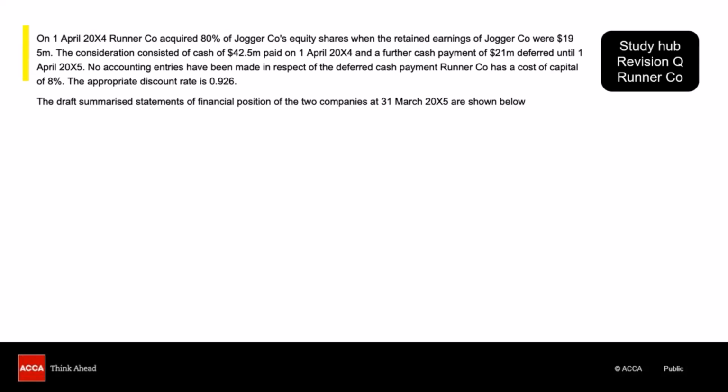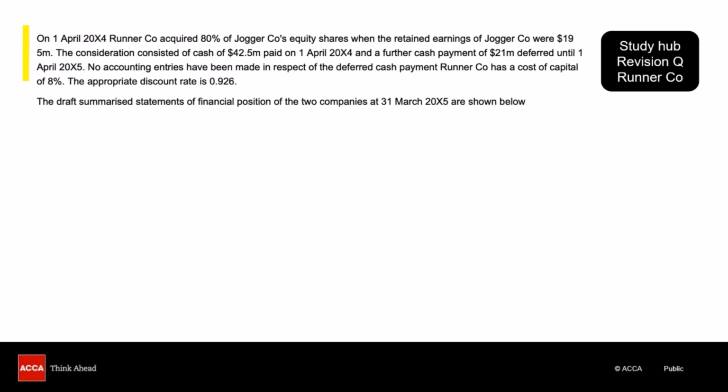Now let's apply the learning that we have done to a question from the ACCA Study Hub. This one was talking about the acquisition of 80% of a subsidiary company on 1st April 20x4. Now, date of acquisition is very important. So, on 1st April 20x4, we are going to calculate the goodwill. I'm only going to pick up the relevant parts which are related to the different types of consideration.